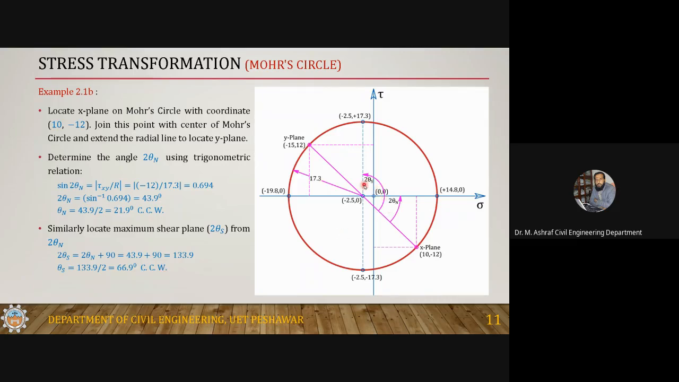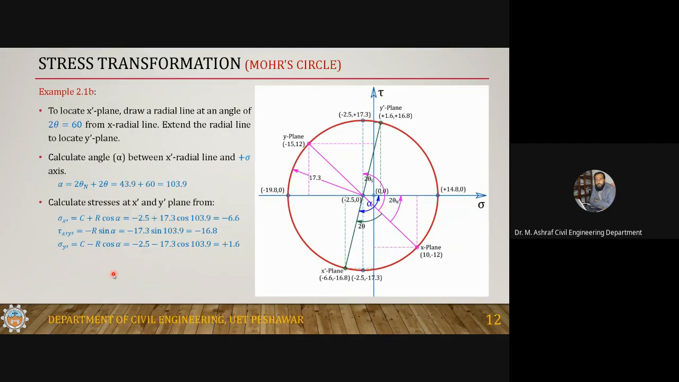This is also counterclockwise. Since both angles have the same sense, counterclockwise, their difference should be equal to 45 degrees. If you subtract, 66.9 minus 21.9, it will result in 45. Okay, so you get the 45 degree angle. So now you know the X plane, you know the principal plane and the principal stresses, you know the maximum shear stress plane and the maximum shear stresses.